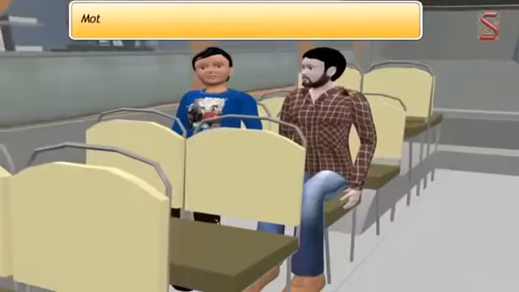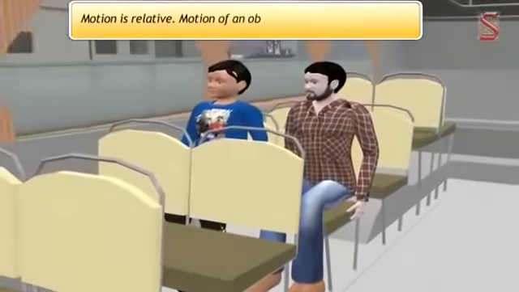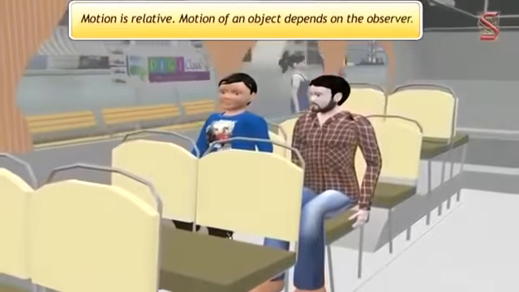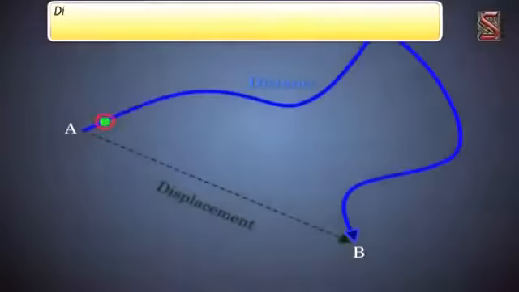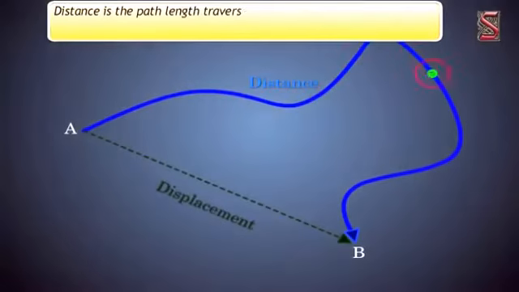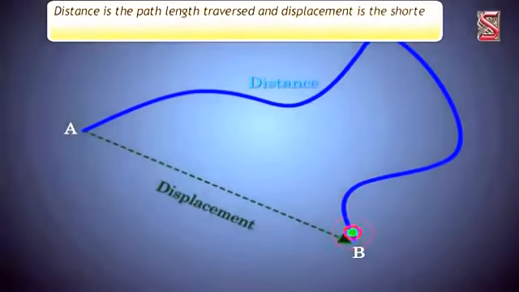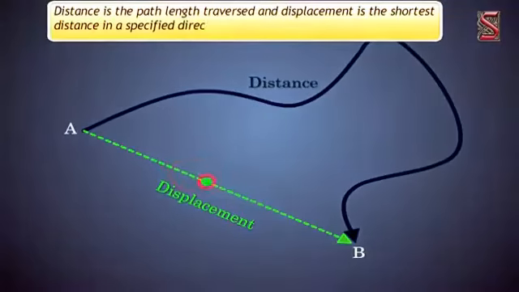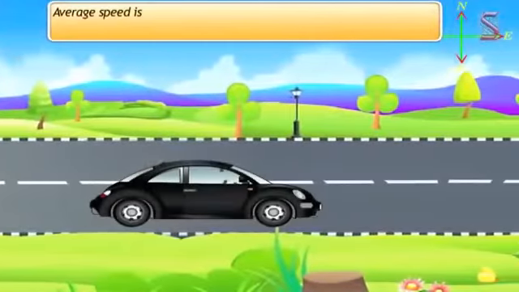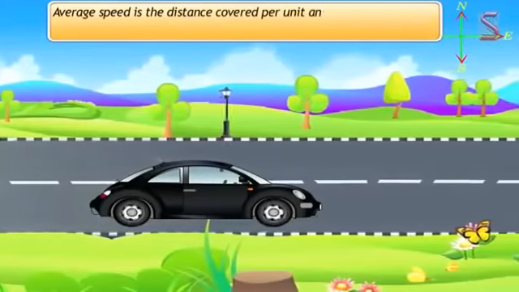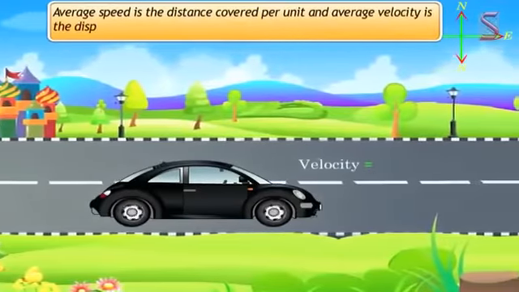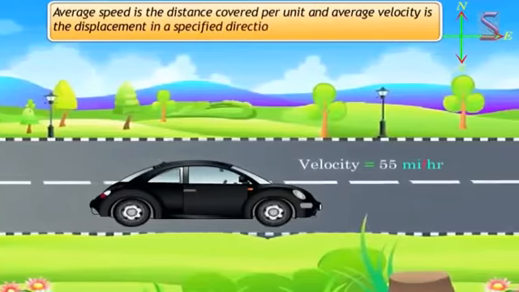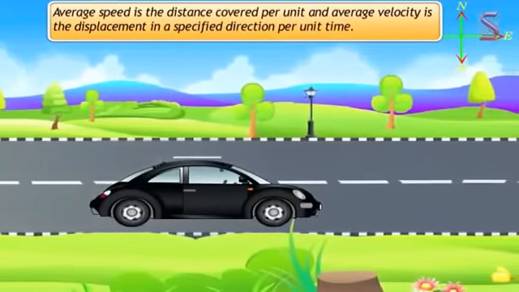Listen carefully. Motion is relative. Motion of an object depends on the observer. Distance is the path length traversed and displacement is the shortest distance in a specified direction. Average speed is the distance covered per unit time and average velocity is the displacement in a specified direction per unit time.